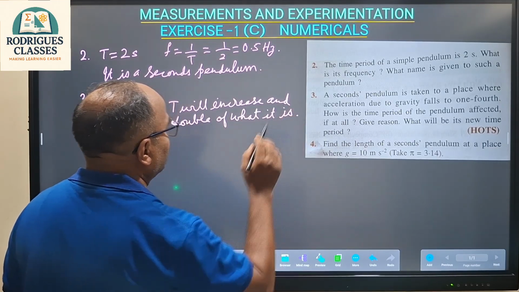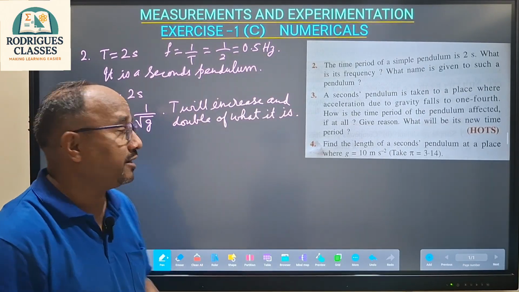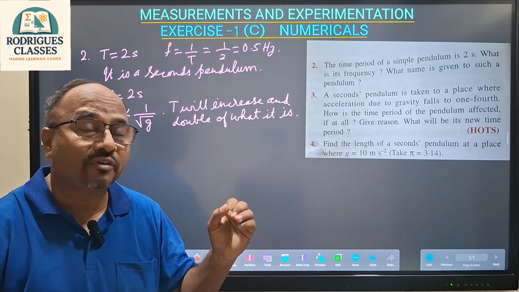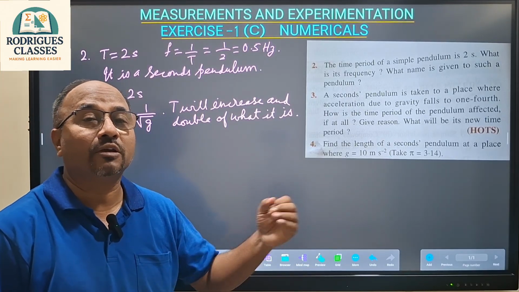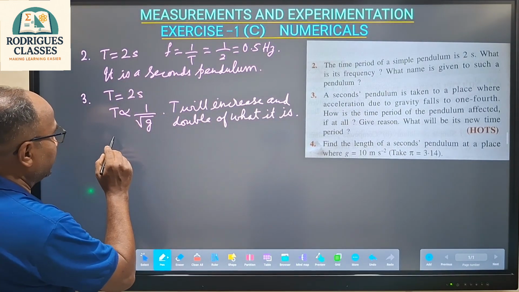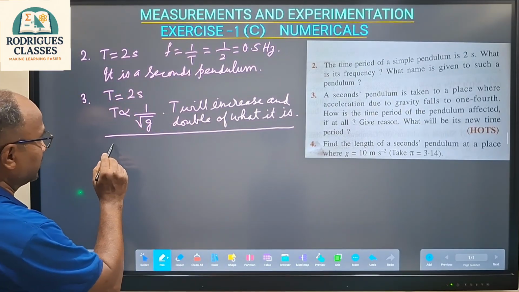What it means is how much it is: 2 seconds, so it will become double of that, that is 4 seconds. So we can write the answer in this way. Another way we can solve and bring the value also, how it is becoming 4 seconds, doubling and becoming 4 seconds. So I am just drawing a line to show you another method.